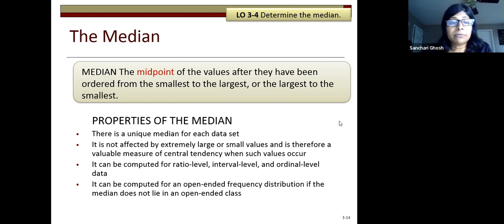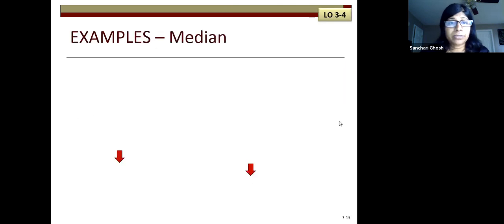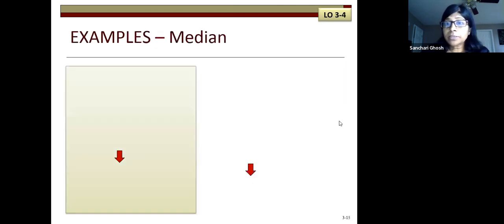Like the mean, it can be computed for ratio level, interval level, and even ordinal level data. The ranking system, the median is very important. Unlike the mean, it is not affected by extremely large or small values. You will see this. It can be computed through a frequency distribution. Why is it not affected? Because the median is towards the middle.